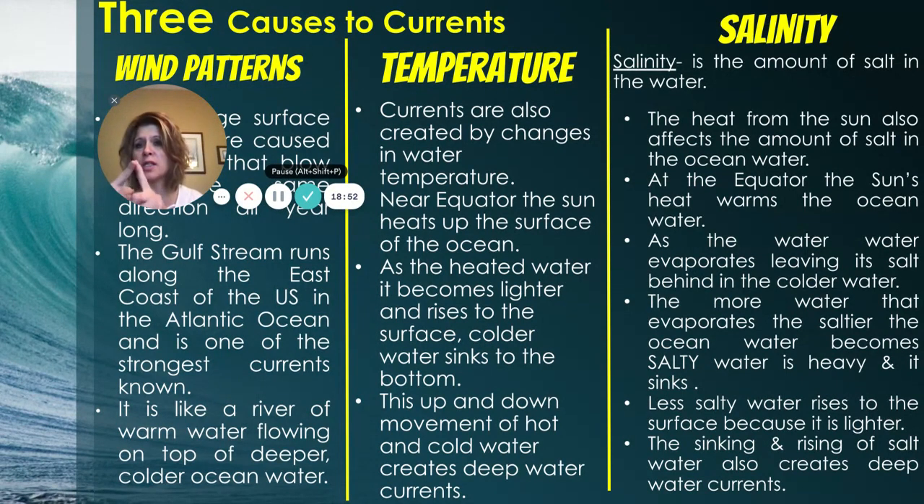So surface currents are caused by wind patterns. So one cause of currents is wind. Temperature, moving it from the warm equator to the cold poles. And salinity, the amount of salt in the water. Salt is heavy, leaving it behind in the colder waters, causing deep water currents.